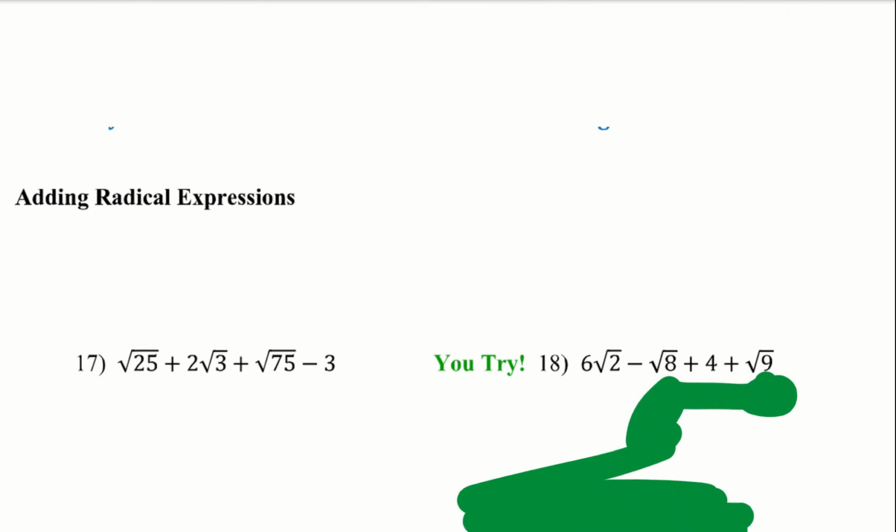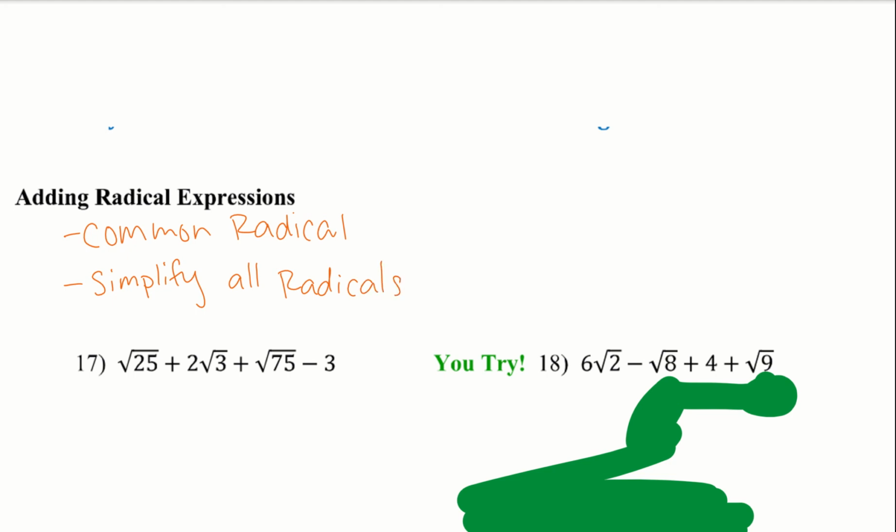So, adding radical expressions. The important part of adding radical expressions is that we need a common radical to add or subtract, which means we also have to simplify all radicals. So simplify all radicals as far as you can, and then you're able to combine.